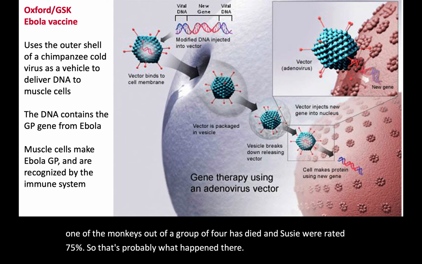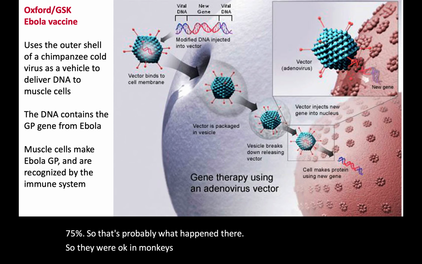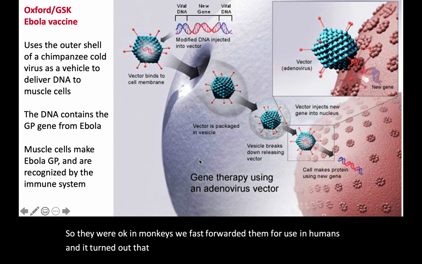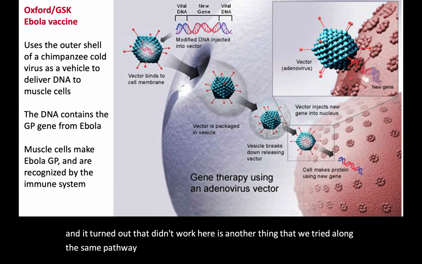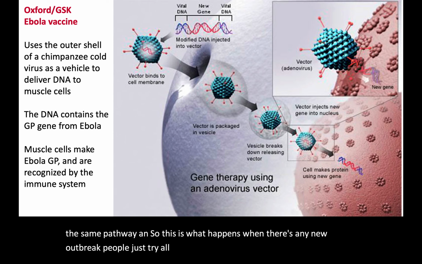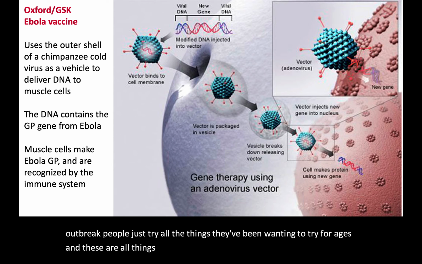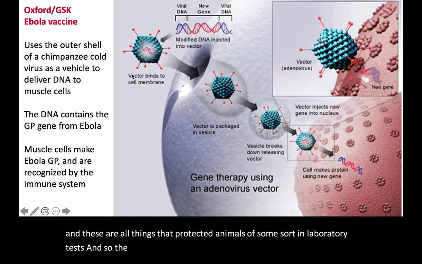So they were okay in monkeys, and we fast forwarded them for use in humans, and it turned out they didn't work. Here's another thing that we tried along the same pathway. And so this is what happens when there's any new outbreak. People just try all the things they've been wanting to try for ages. And these are all things that protected animals of some sort in laboratory tests.